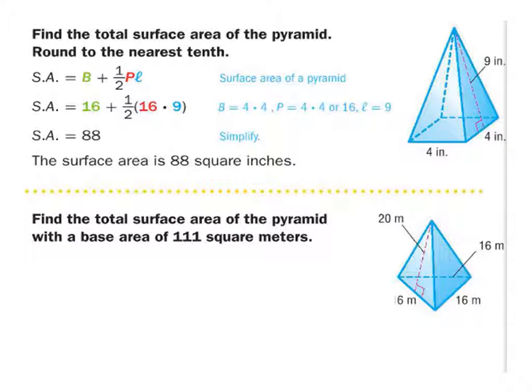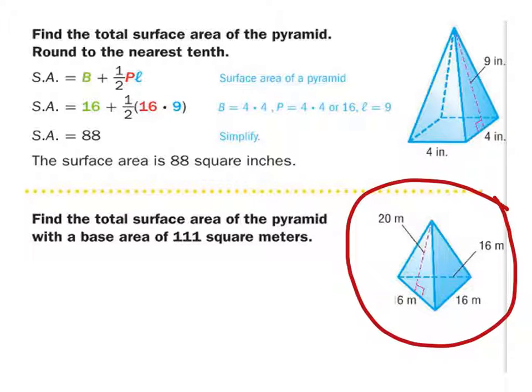All right, so this next example is one that's in your book. Go ahead and give that a shot and see if you can figure out the surface area of this triangular pyramid. Again, you're going to want to think, how many surfaces do you need to find the area of? Find the area of each one and then add them all together.